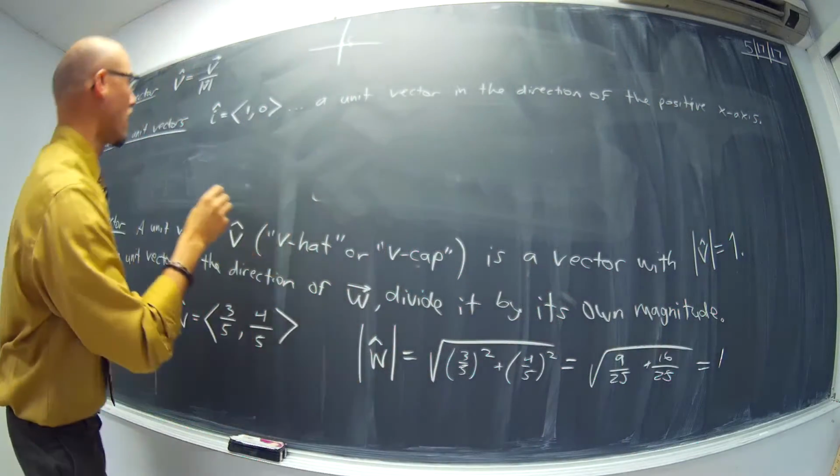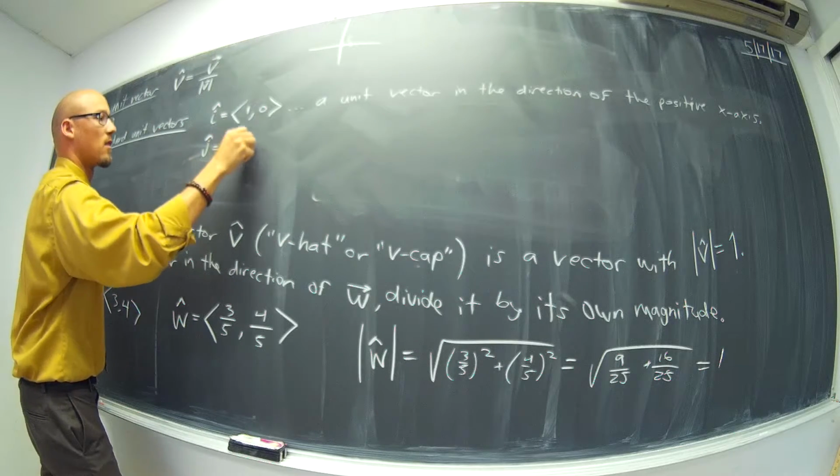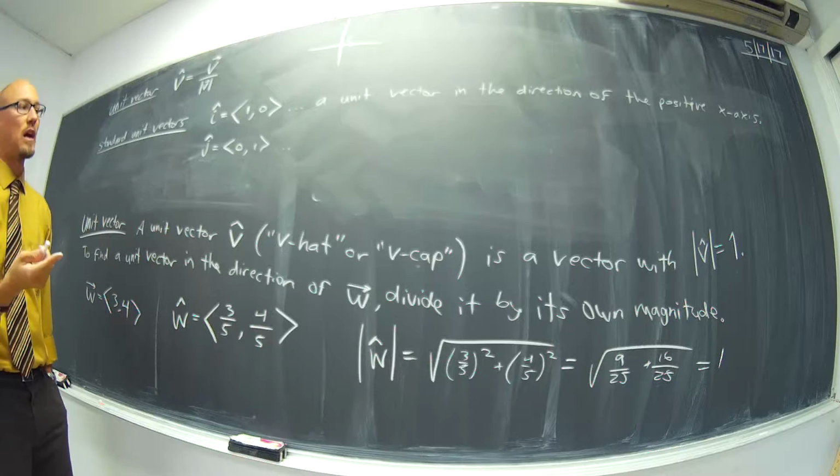And you already know there's a j hat, and that's going to be 0, 1. And that's a unit vector in the direction of the positive y-axis.